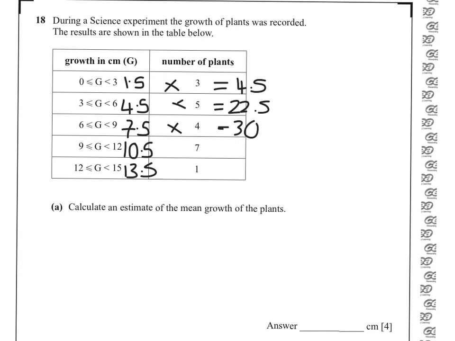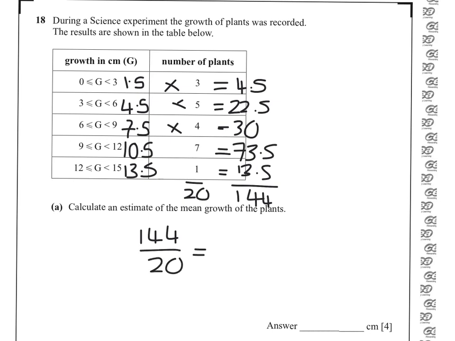7 at 10.5, which is altogether 73.5. And finally, 1 at 13.5. And if we add all of those together, we get the total growth, which is 144. Number of plants is 3 plus 5 plus 4 plus 7 plus 1. So that's 20. So 144 divided by 20 gives us a mean growth of 7.2.